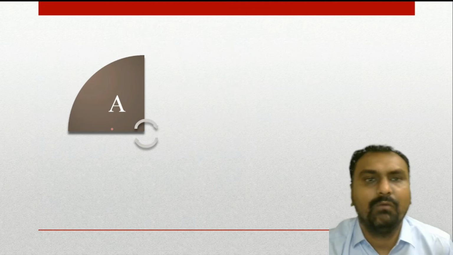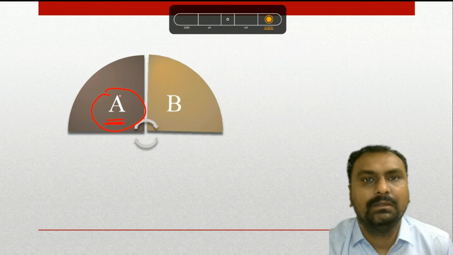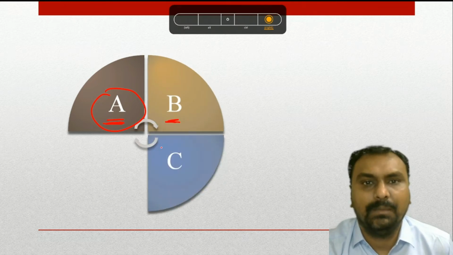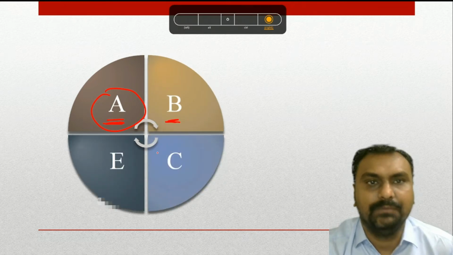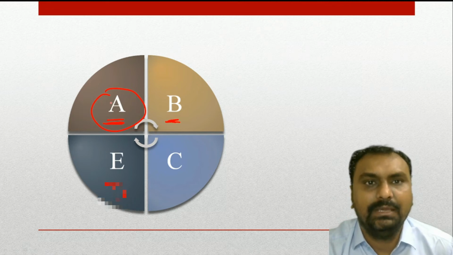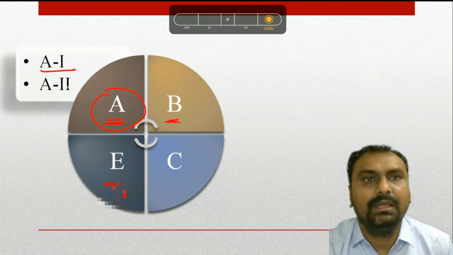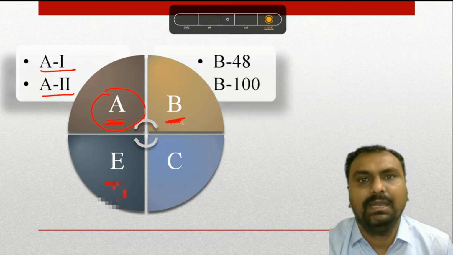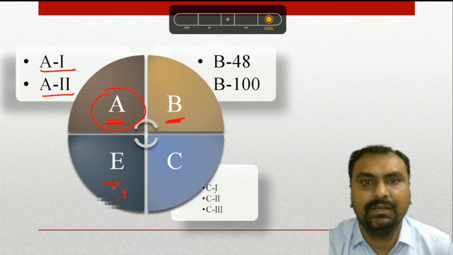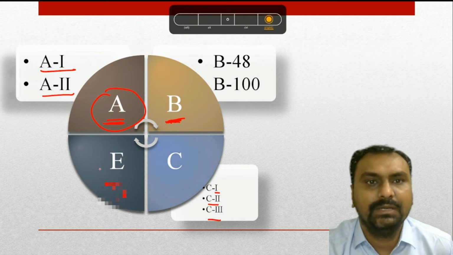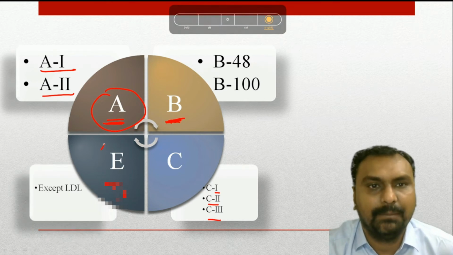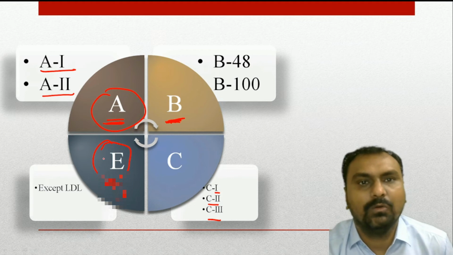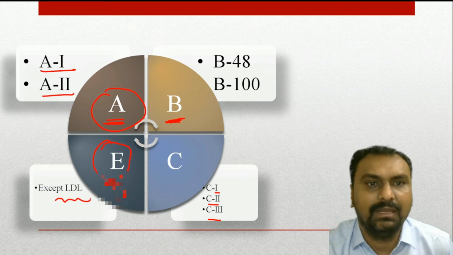Now we will see the different apoproteins. There are Apo A, Apo B, Apo C and Apo E. In Apo A, there are two parts, Apo A1 and Apo A2. In Apo B, there are Apo B48 and B100. In C, there are C1, C2, C3. Apo E is present in almost all lipoproteins except the LDL, which has only Apo B100.